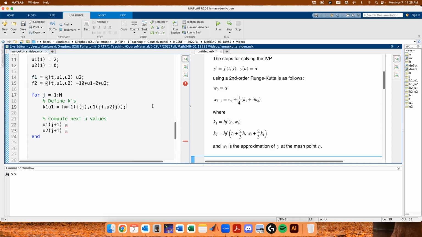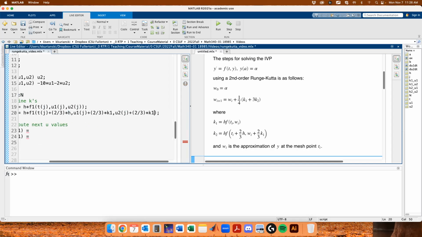So that's k1, u1. I also need k2 for u1. That's h times my function. I'm going to copy and paste this for a second. It's my function evaluated, but not just at tj. It's tj plus 2/3 h. So plus 2/3 times h. And then over here, I have wi plus 2/3 k1. I need to include that in both of these arguments. So u1j plus 2/3 times k1. And I need that same term here.